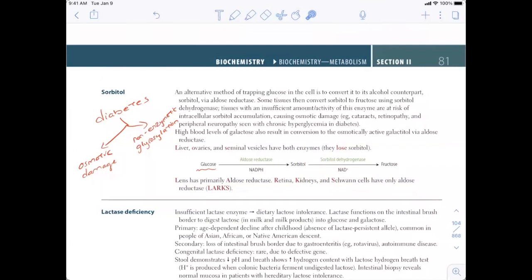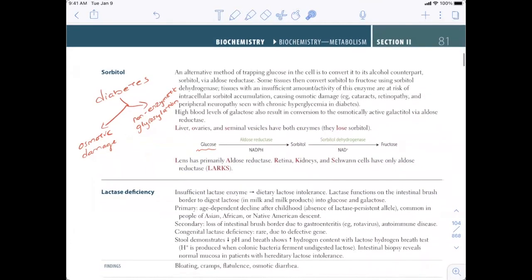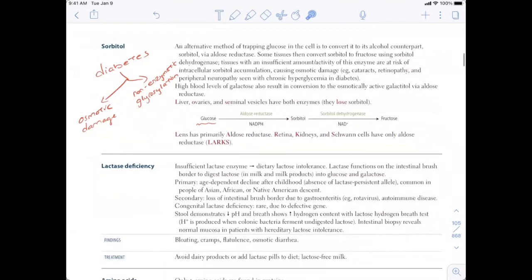which is your lens, your retina, your kidneys, and your Schwann cells. Just think of the places that diabetes damages. Those are the areas where you get stuck, okay? So that's it all.